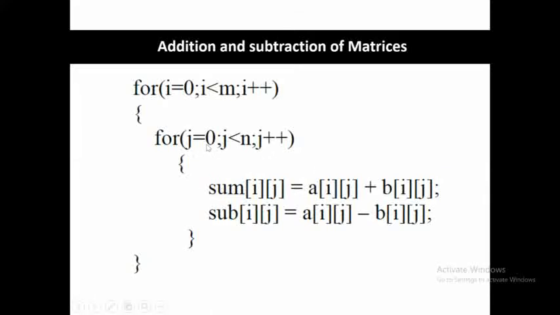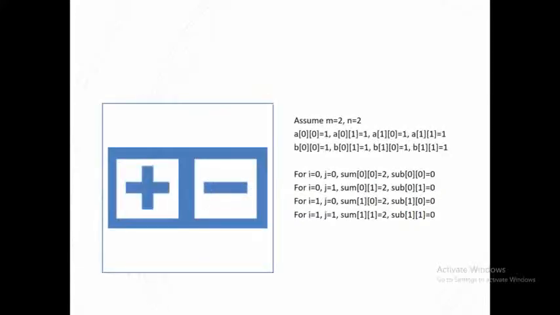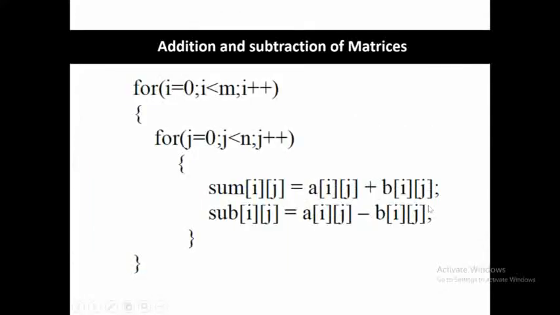j previously it is 0. Now j value is going to be incremented by 1, less than 2, right? So the condition is true. Now whenever i value is equal to 1, j value is equal to 1, sum of 1 1 is nothing but what? a of 1 1 plus b of 1 1. And another statement is what? Sub of 1 1, a of 1 1 minus b of 1 1, 1 minus 1, result is what? 0. Now control goes to where?